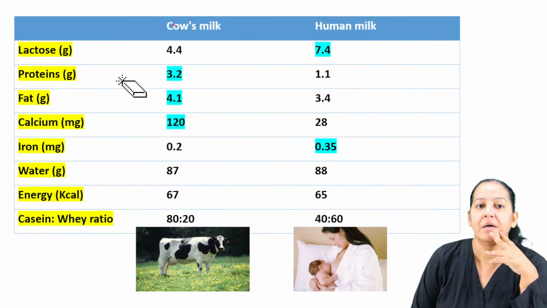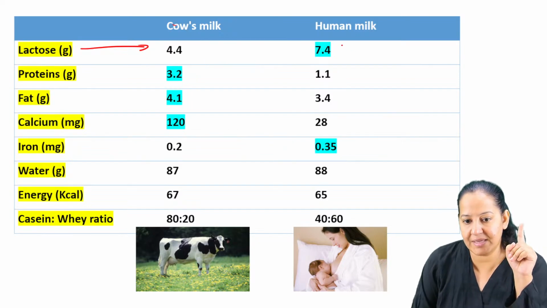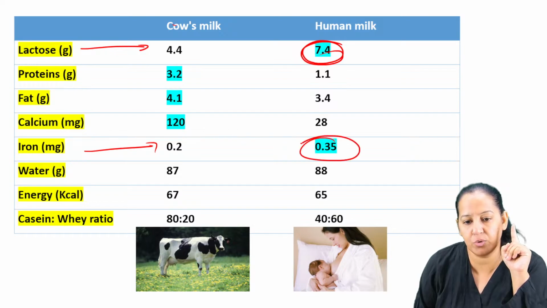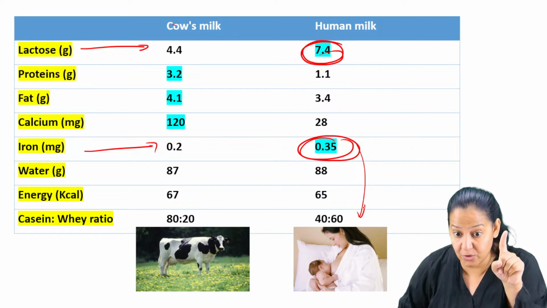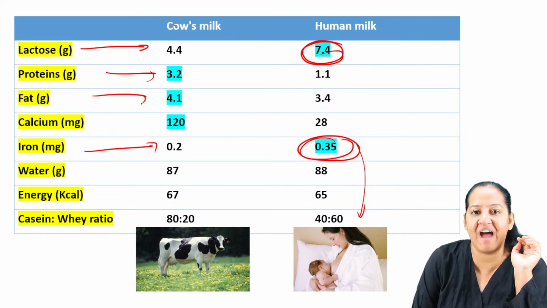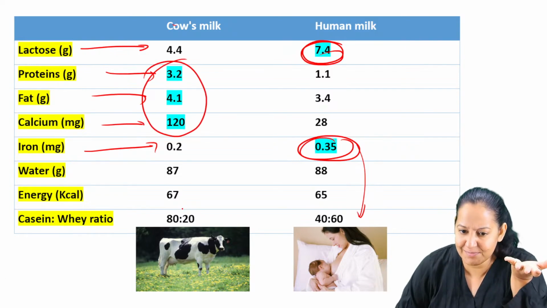You just compare. So compare the lactose in both of them. Don't learn the values, compare the values. So you can see in human milk lactose is more, and in human milk iron is more. Two things are more in the mother milk: the lactose, that is carbohydrate, and the iron. Apart from that, protein, fat, and calcium, everything is more in the cow's milk. Everything. So which milk is better?